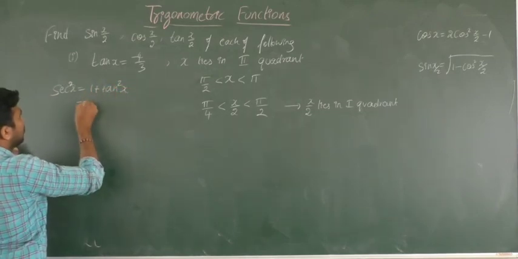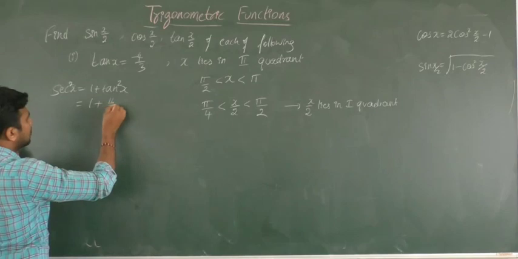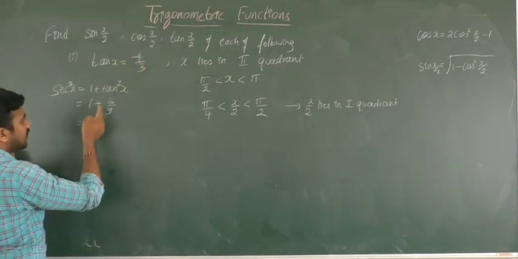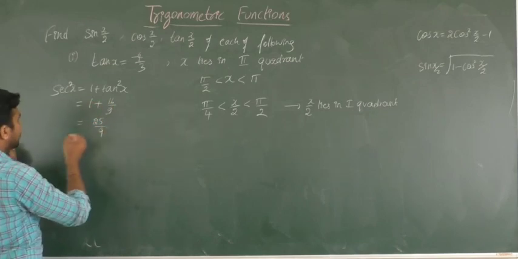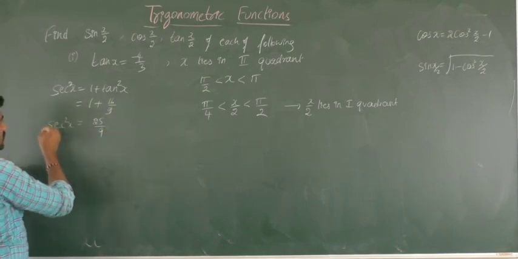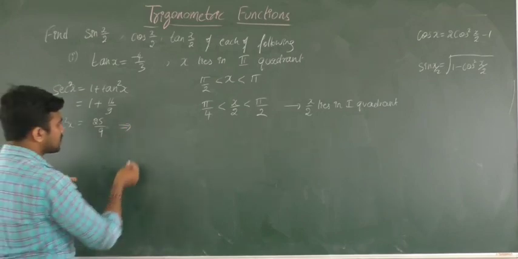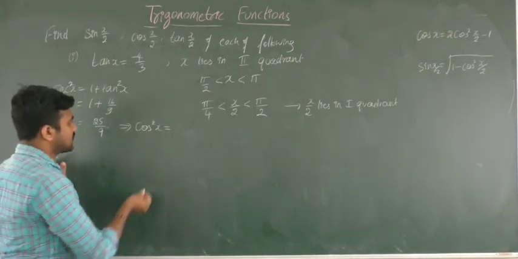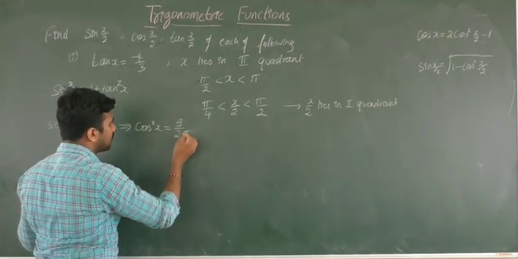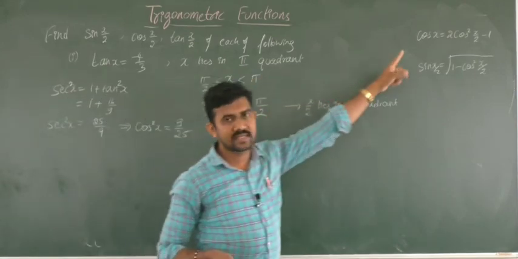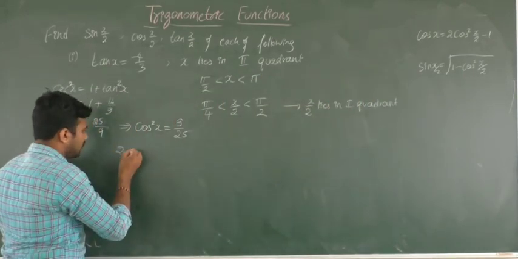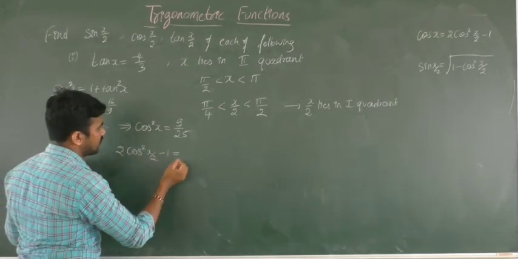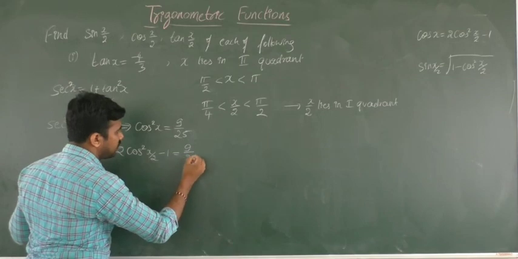Now we'll use the identity secant square x is equal to 1 plus tan square x. Substitute the value: 1 plus tan square x is nothing but 1 plus 16 by 9. Now take the LCM. 9 plus 16, 25 by 9 you will get, this is secant square x. So secant square x is equal to 25 by 9 means what is cos square x? Cos square x is the reciprocal of secant square x. So we can say 9 by 25. Now substitute the value cos x as 2 cos square x by 2 minus 1. This is equal to 9 by 25.